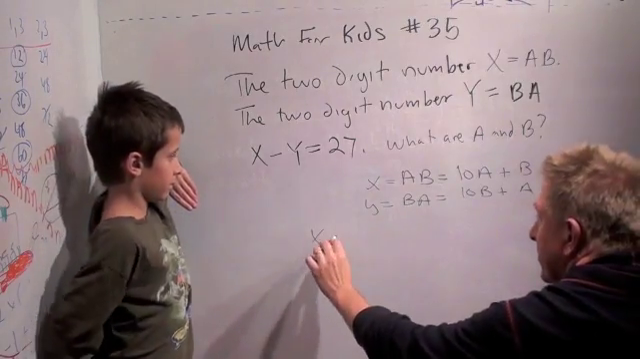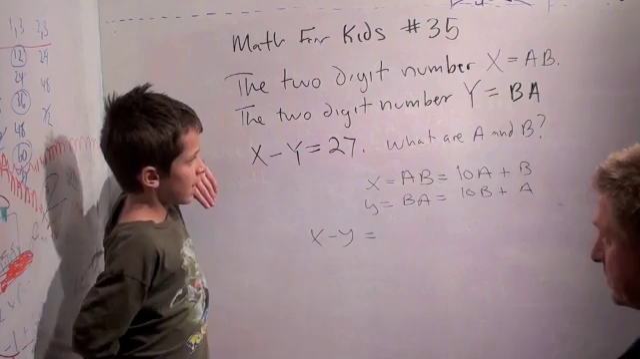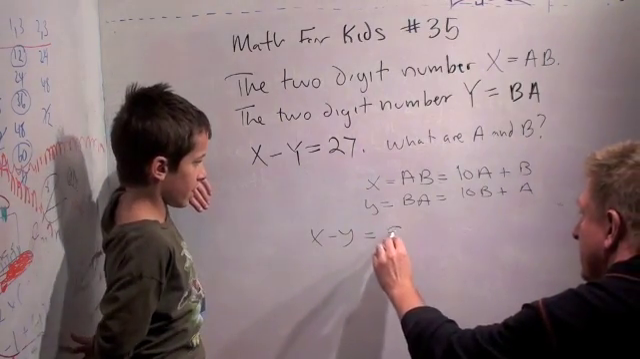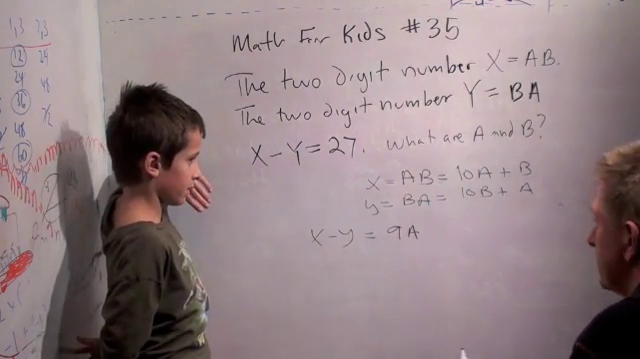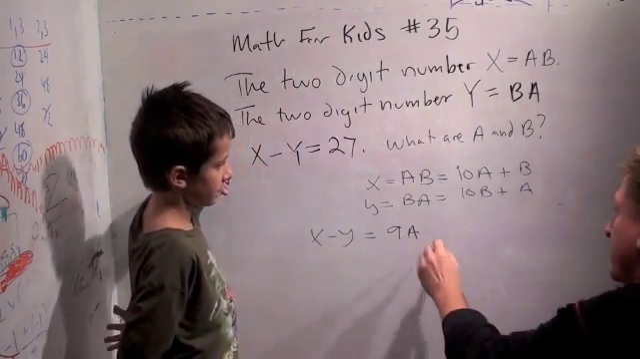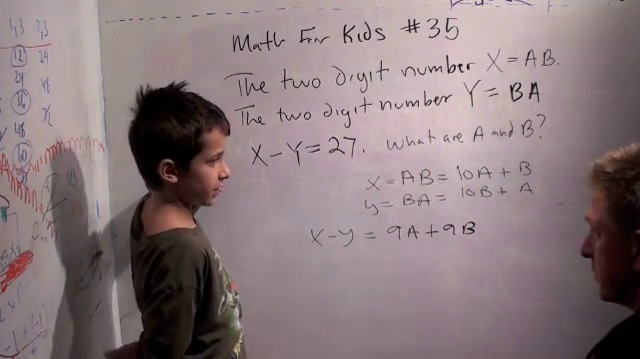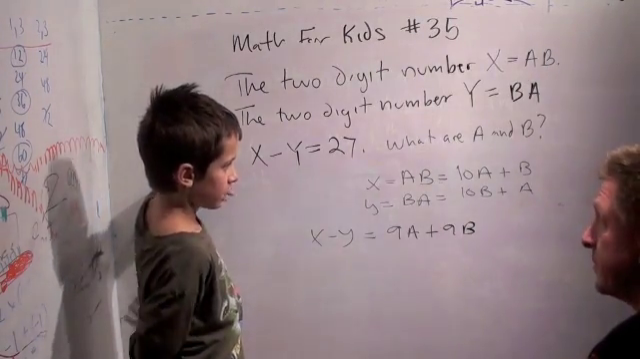So what is x minus y? It's 9A and 9B. What do you mean, 9A and 9B? What does that mean? 9A plus 9B? It says 27. Are you sure that's right?